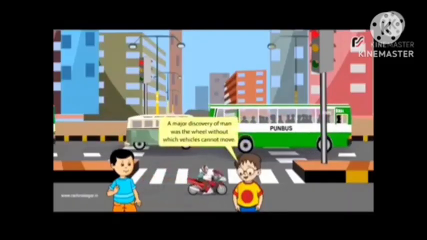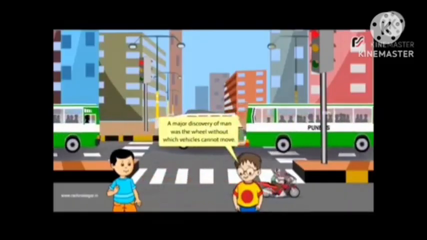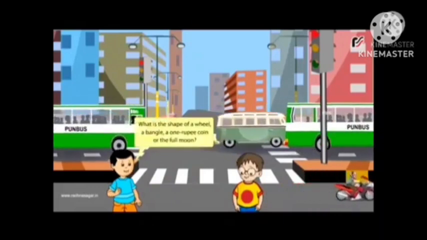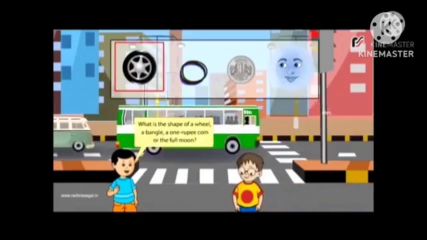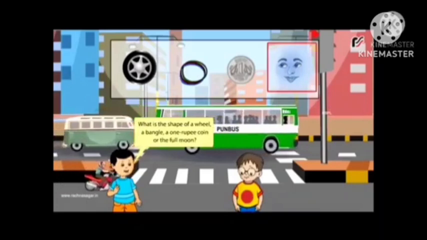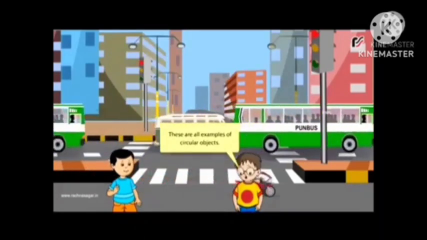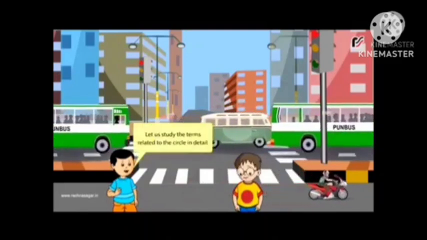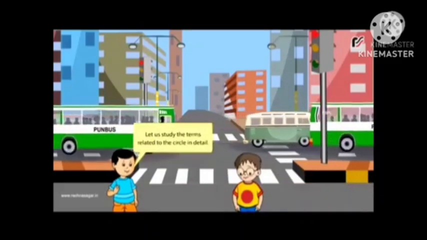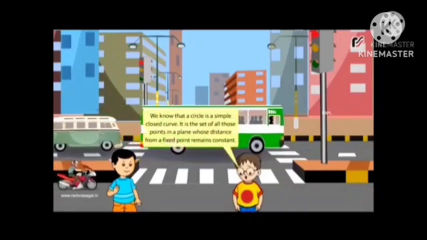Circle. A major discovery of man is the wheel, without which vehicles cannot move. What is the shape of a wheel? A bangle, a 1 rupee coin, or the full moon? These are all examples of circular objects. Let us study the terms related to the circle in detail.